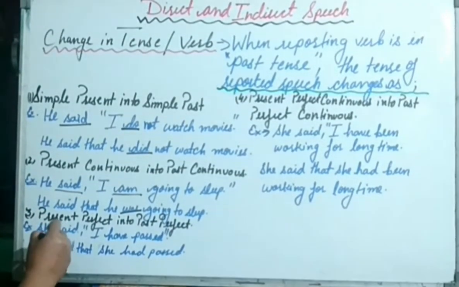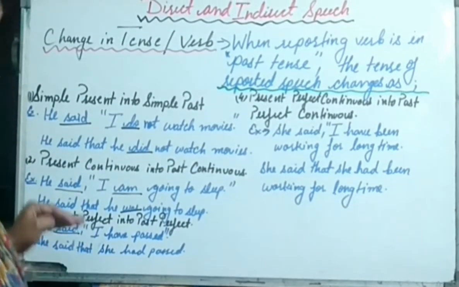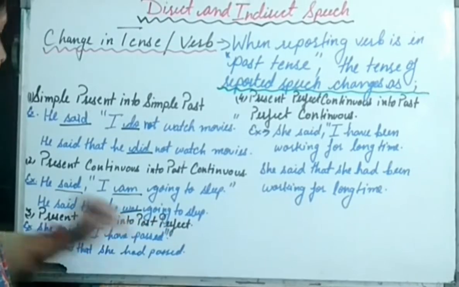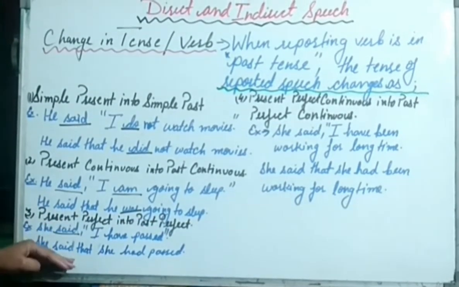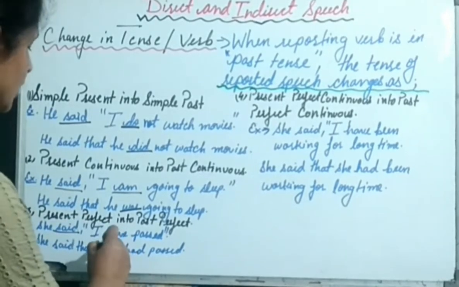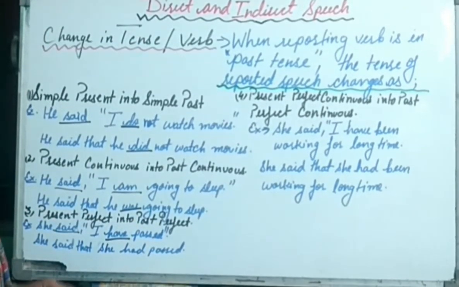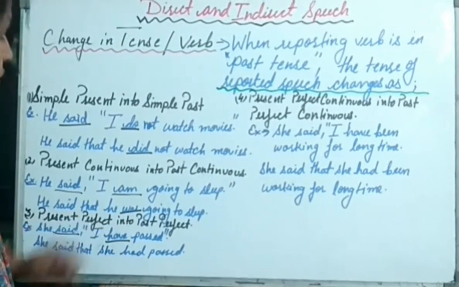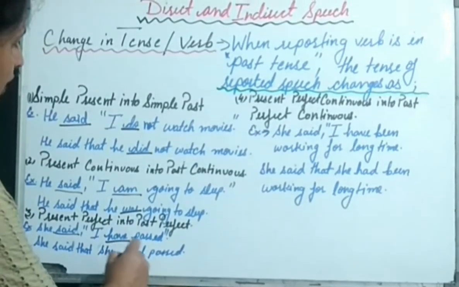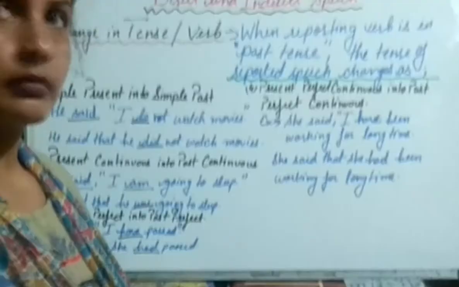Then present perfect into past perfect. Again, we have to focus here on the reporting verb, which is in past tense. I have passed. Then in indirect speech, he said that she had passed. So here this "have" is in present perfect. Now we are going to change the tense of "have", so in indirect it will be "had".